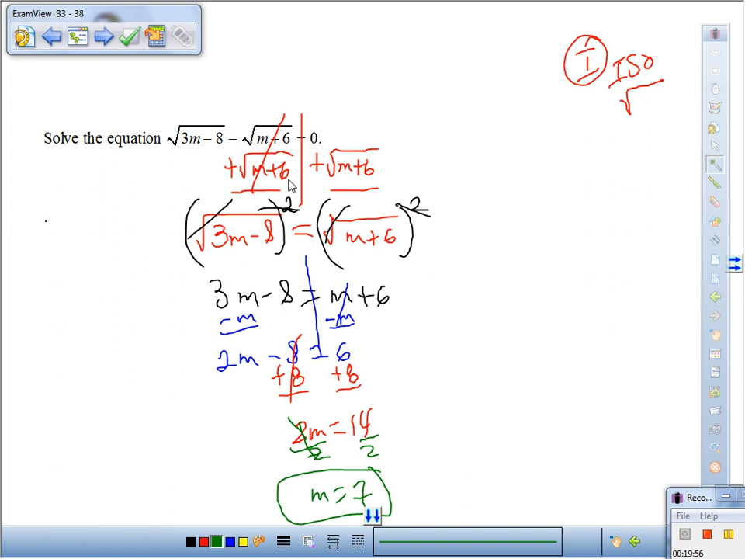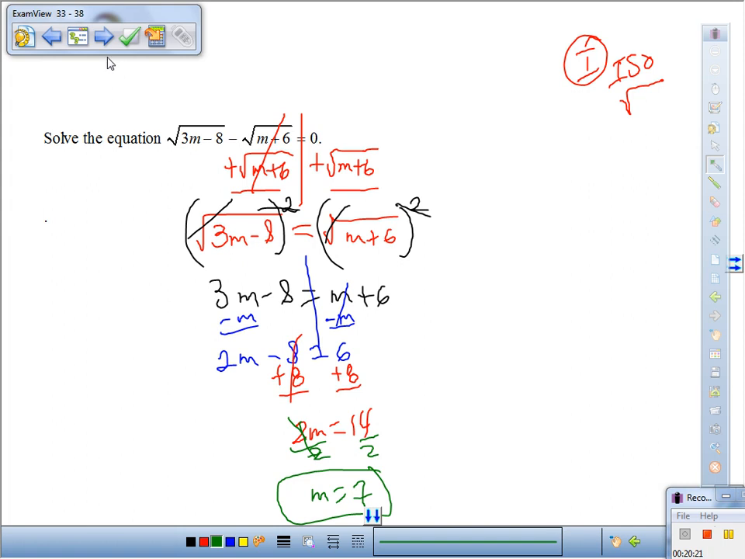So what's the major idea about these? That you need to get one radical on each side. They need to be by themselves. Okay? Kind of like you and your brother or your sister, you can't usually be together all the time. Oh yes, we can be together all the time.